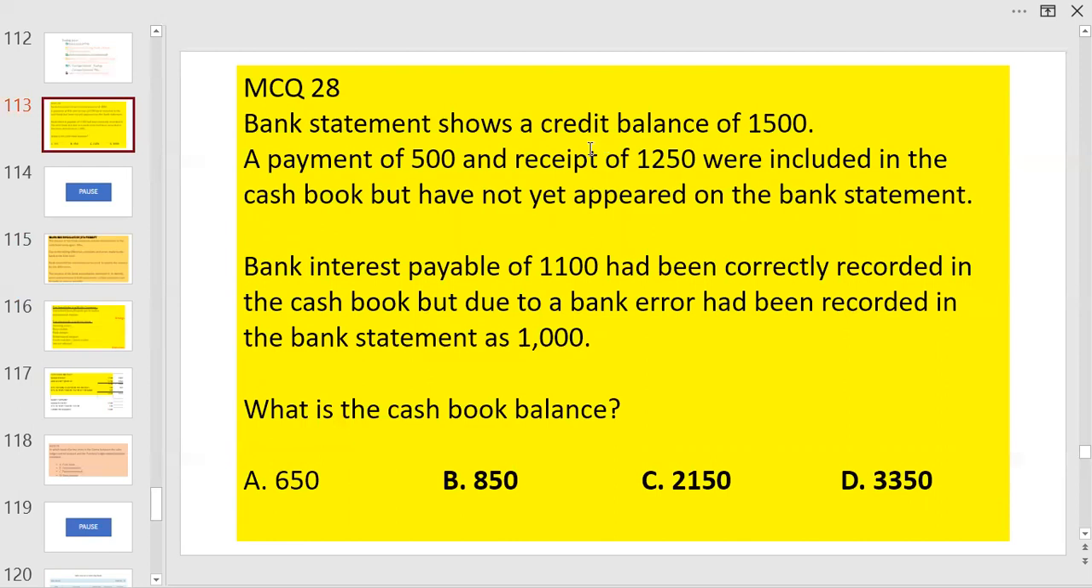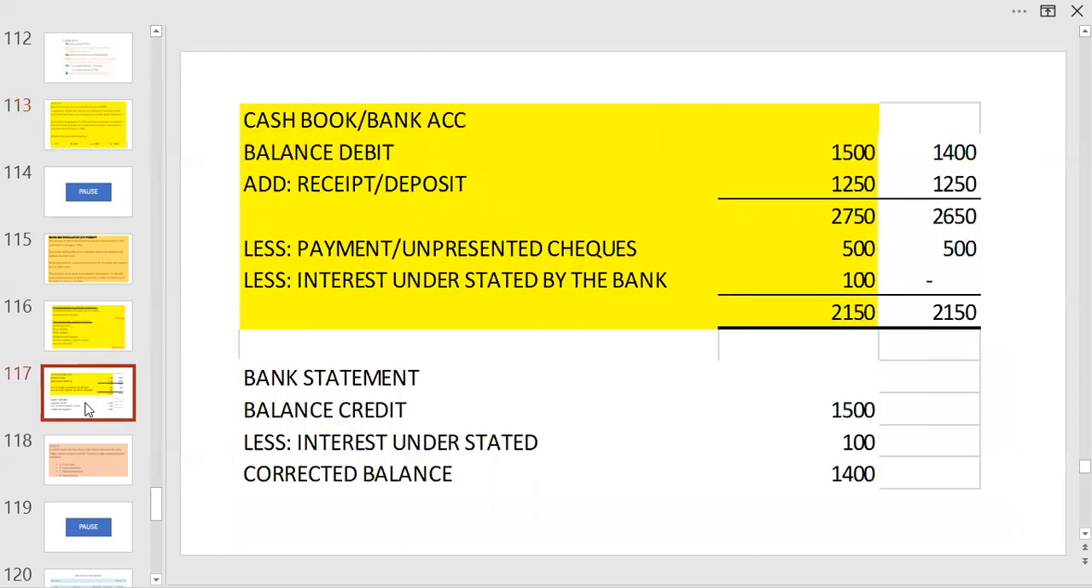Where the bank statement says, not the book, bank statement says a credit balance of 1,500. So as you all know, in our book, just only look at the highlighted area, not the other areas, where the cash book balance, if the bank statement shows a credit balance as per the bank, then in our case, it's a debit balance.